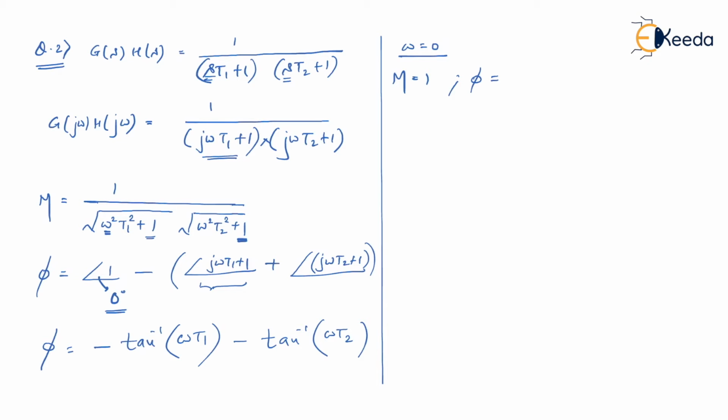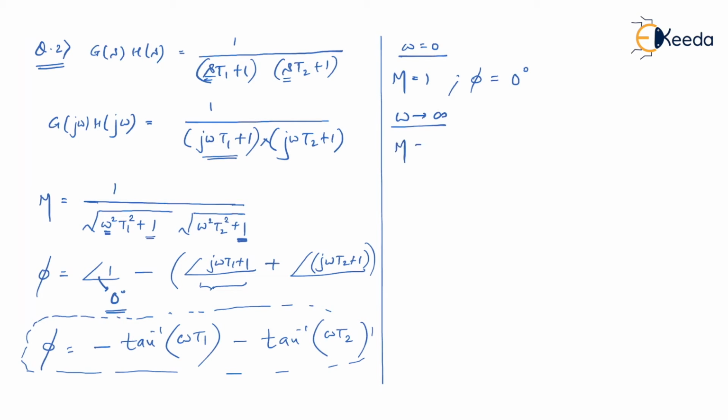So if you look at the phase angle, you have to refer to this, the one which I'm highlighting right now. Substitute omega equal to 0. So it will be minus tan inverse of 0 minus tan inverse of 0. But you know that tan inverse of 0 is 0 degree. Ultimately, the phase angle is 0 degree itself. So we got the initial value. Let us go for the final value, that is, omega tends to infinity.